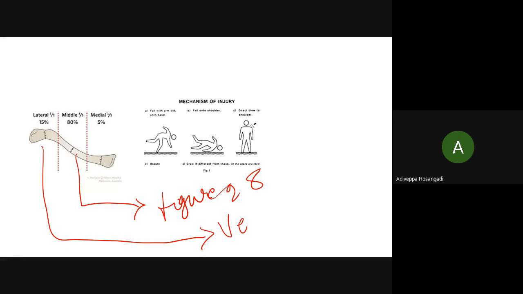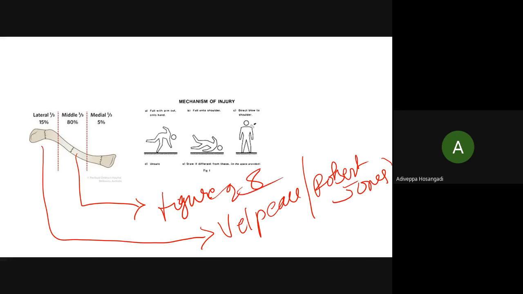Some can be managed non-surgically: an undisplaced lateral AC joint dislocation or subluxation, or an undisplaced lateral one third fracture, can be managed by a Velpeau or Robert Jones bandage. If you can remember, it will be great. Middle one third: figure of 8. Lateral one third when you are treating conservatively.